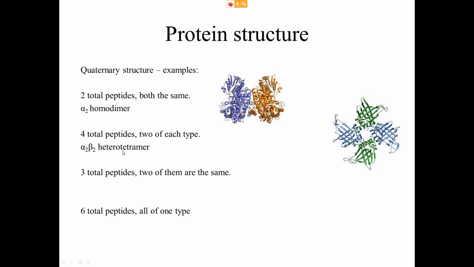Heterotetramer. An easy way to figure out it's hetero is there aren't all one type, right? That's pretty easy. Tetra means add up all the subscripts, right? There's 2 of this one and 2 of this one, right?